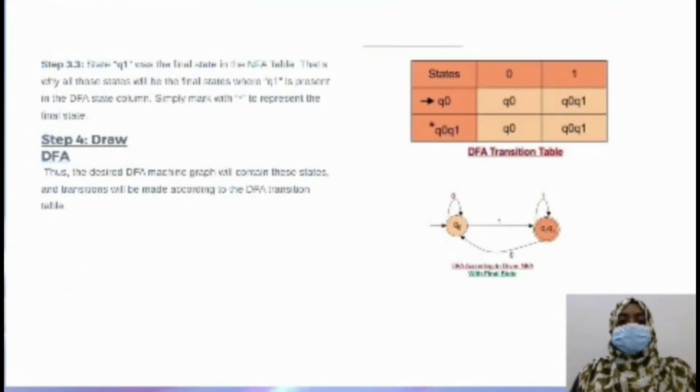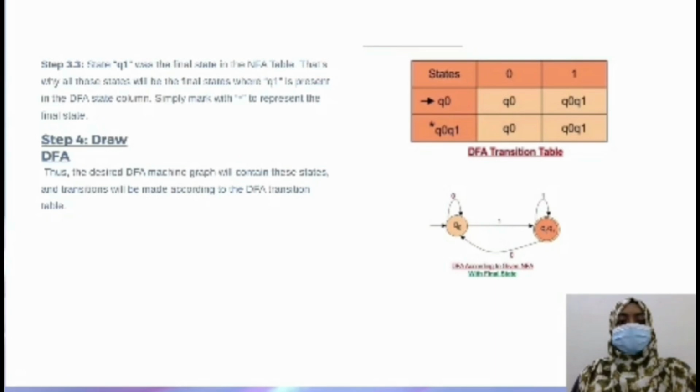Completed DFA transition table. This slide shows the complete DFA transition table. There are two states, Q0 and Q0 Q1, and two input symbols, 0 and 1. Each state has exactly one transition for each input, so the table follows all DFA rules.